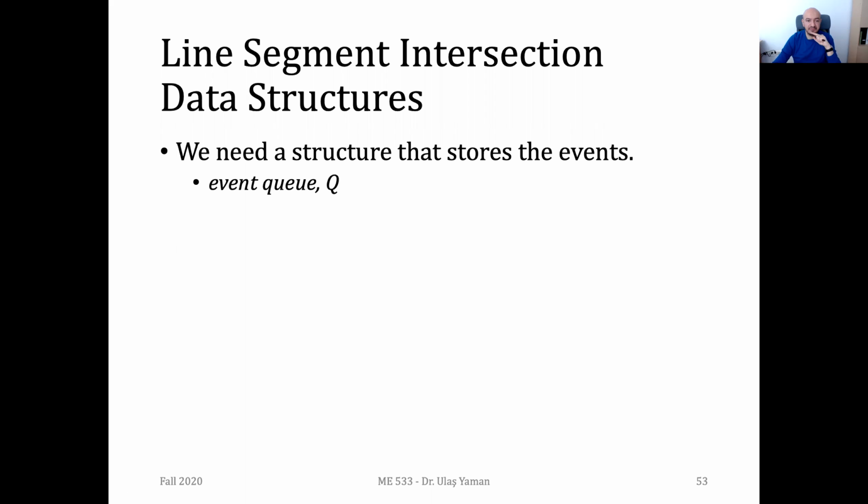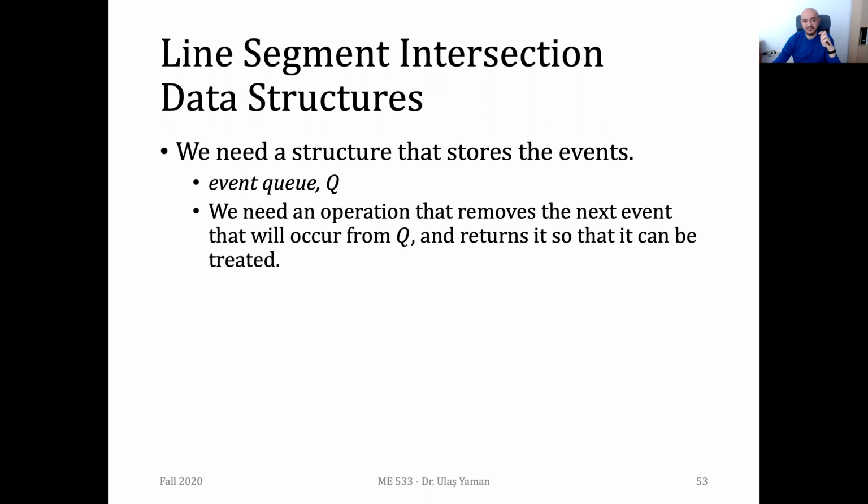For events, we will be using an event queue. Why is that? Since the Y values are important, and we will be ordering them according to their Y values, and we will first handle the event having the highest Y value and then continue with the lower ones. So in that event data structure, we need to have some operations. What are these operations? We should be able to remove the next event from the queue type data structure. And it should be easy for us to remove it and then return it to the algorithm.